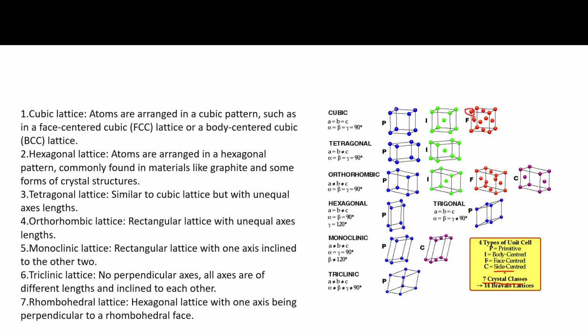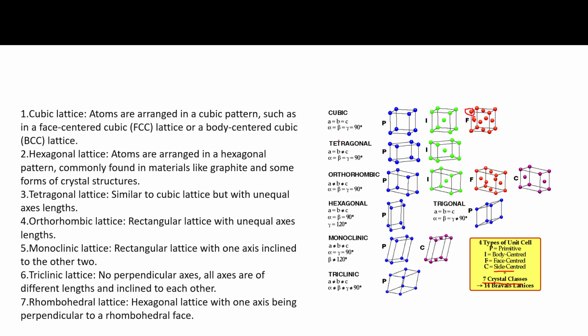The 7 crystal classes are cubic, tetragonal, orthorhombic, hexagonal, monoclinic, and triclinic. So what is the difference between cubic, tetragonal, orthorhombic, hexagonal, monoclinic and triclinic?